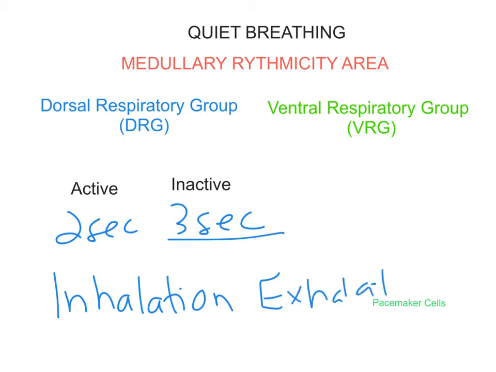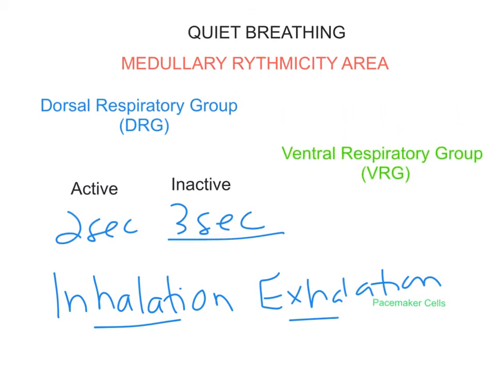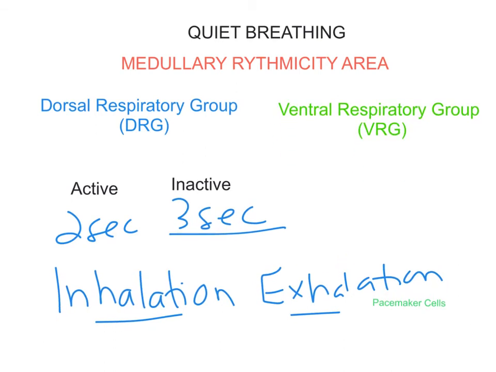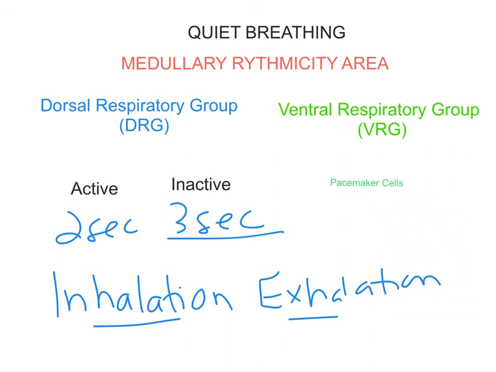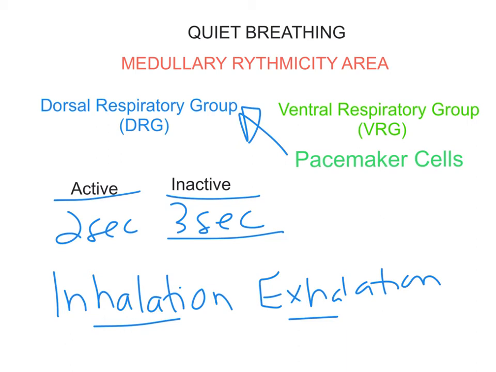So you can now see the pattern of breathing. We're going to have inhalation for about 2 seconds and exhalation for about 3 seconds. This is during normal quiet breathing. What is controlling this pattern of activity in the dorsal respiratory group is actually the ventral respiratory group, and specifically there are a group of cells called pacemaker cells which are going to be sending impulses to the dorsal respiratory group and controlling its activity and inactivity.